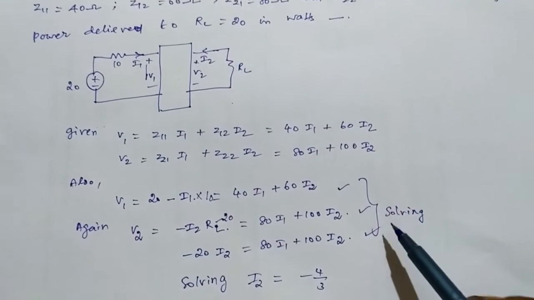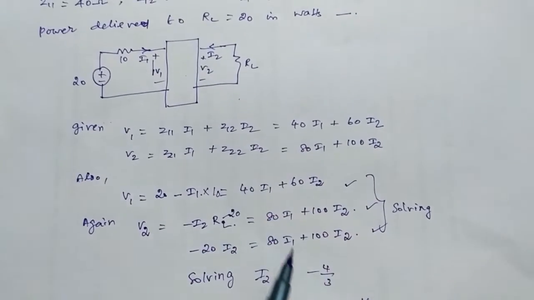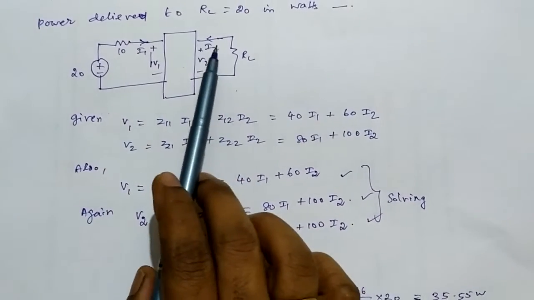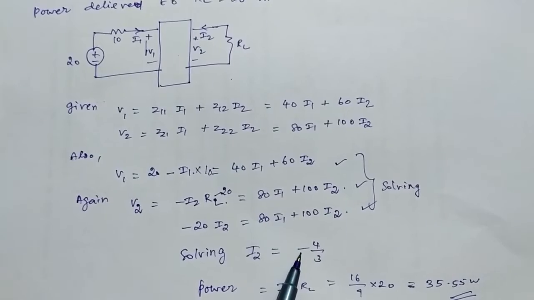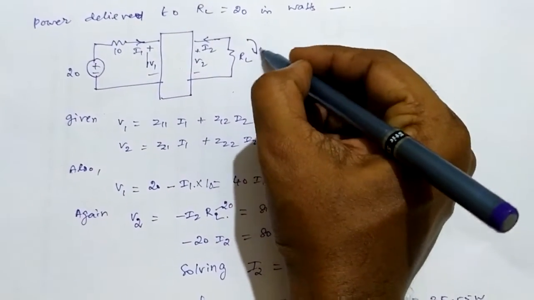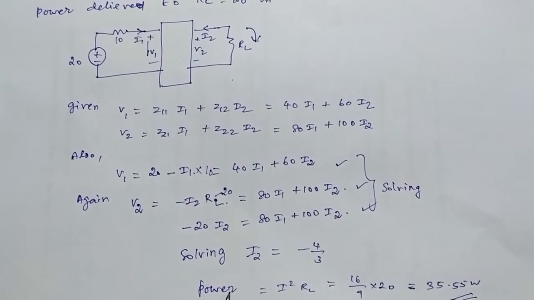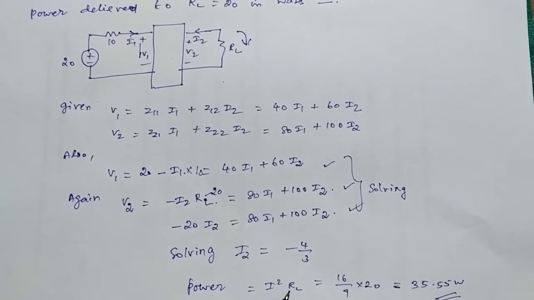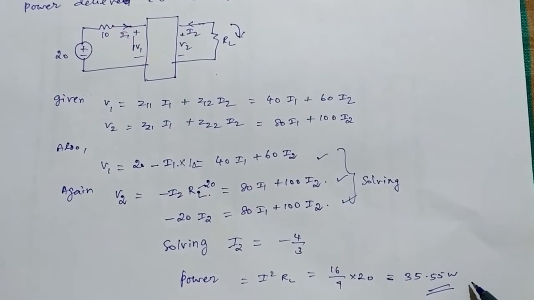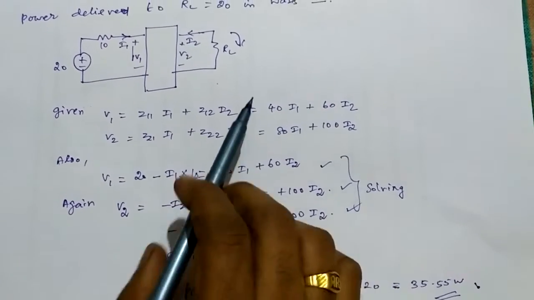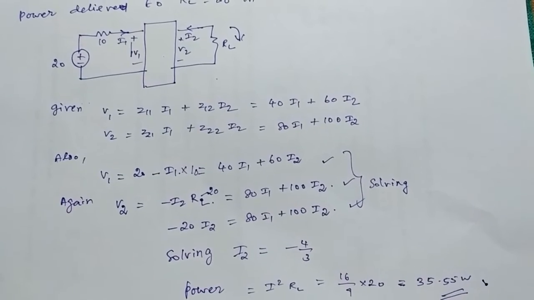When we solve these three equations, we have the value I2 equal to minus 4 by 3. Actually, the original direction is towards the network, but here we have the negative sign, meaning that the current direction is the opposite. So I2 is equal to minus 4 by 3. Therefore the power loss in the resistor, that is I squared RL, when we square this, 16 by 9 into 20, is equal to 35.55 watts. So that is the power delivered to the load: 35.55 watts.